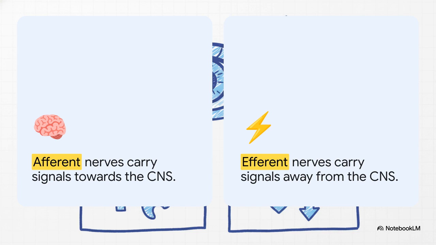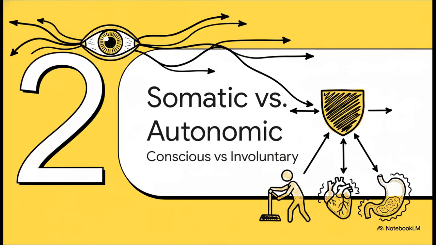Heading the opposite way, we have efferent nerve fibers. These are the motor fibers, and they conduct impulses away from the brain out to the effectors, like muscles and glands. They're basically the brain's outbound commands, telling the body to take action. And that naturally guides us down another level to Section 2, somatic versus autonomic control.